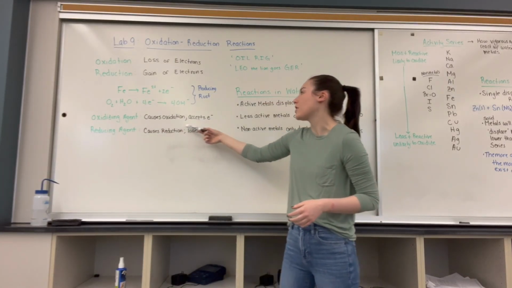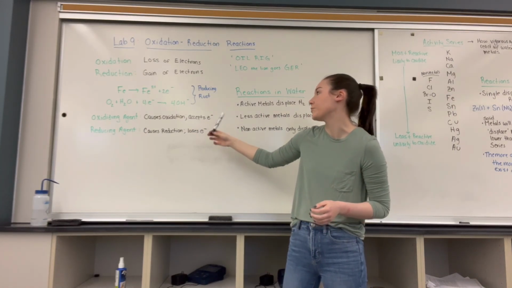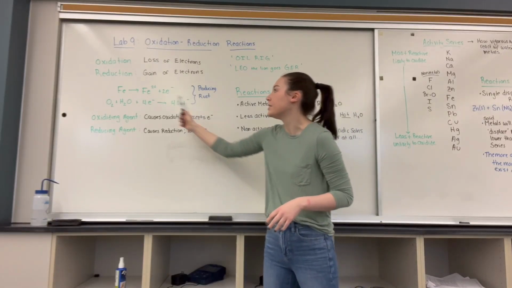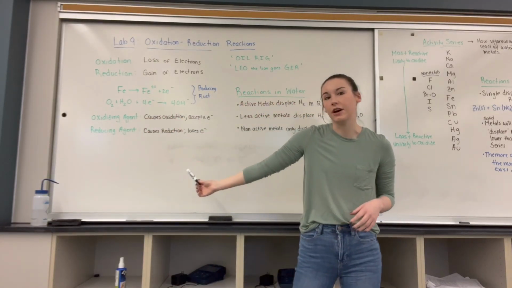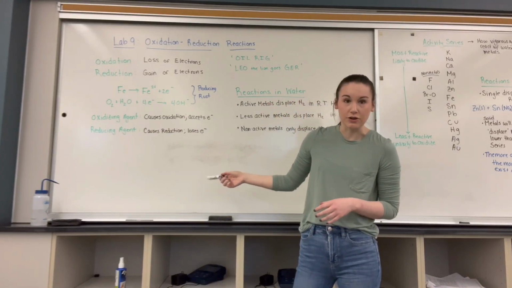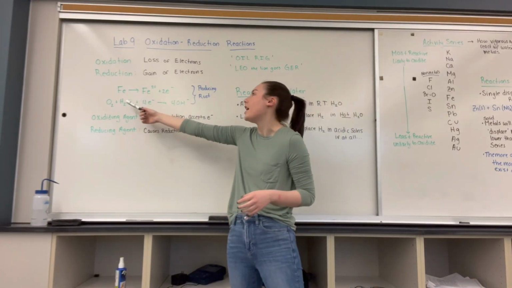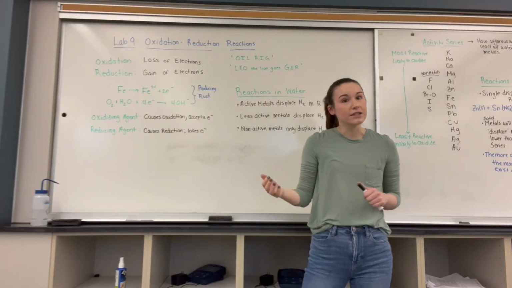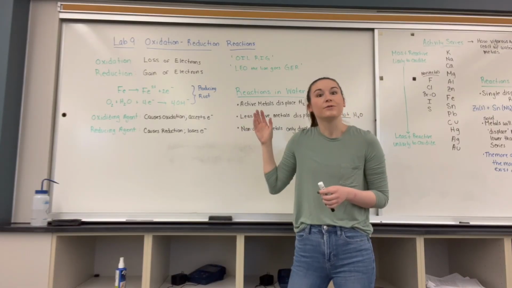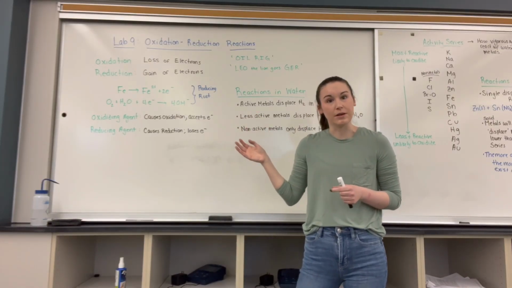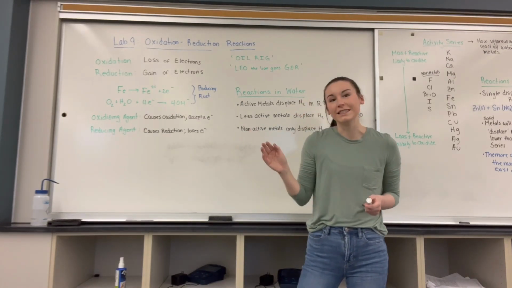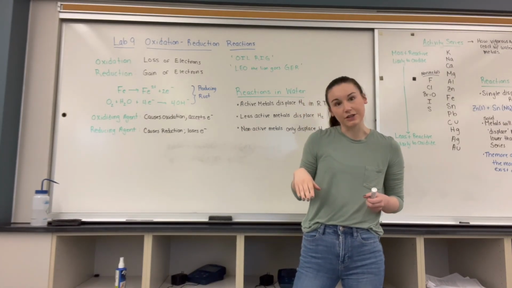The substance that causes the oxidation to occur, or the substance that accepts the electrons, is known as the oxidizing agent. So here, the oxygen in the water would be the oxidizing agent. The substance that causes the reduction, or that loses the electron, is the reducing agent. So here, the iron loses its electrons and causes the reduction to occur, so it would be the reducing agent. So the reducing agent is whatever compound loses its electrons in the oxidation reaction, and the oxidizing agent is whatever gains the electrons in the reduction reaction.